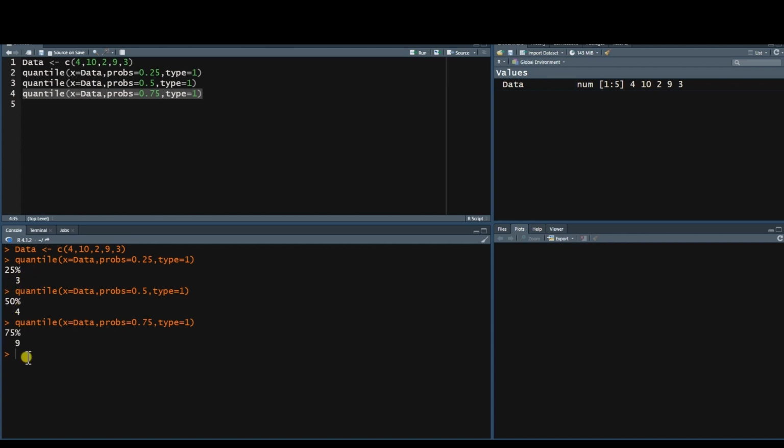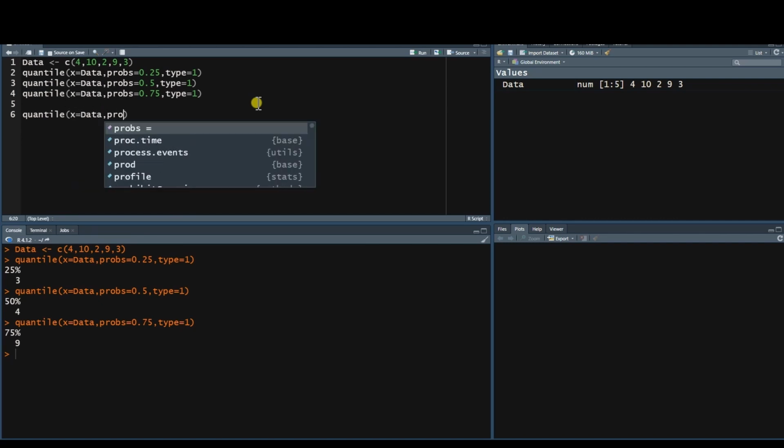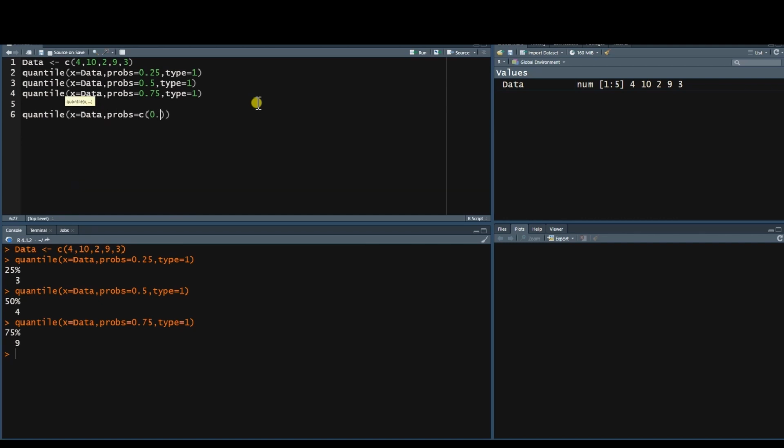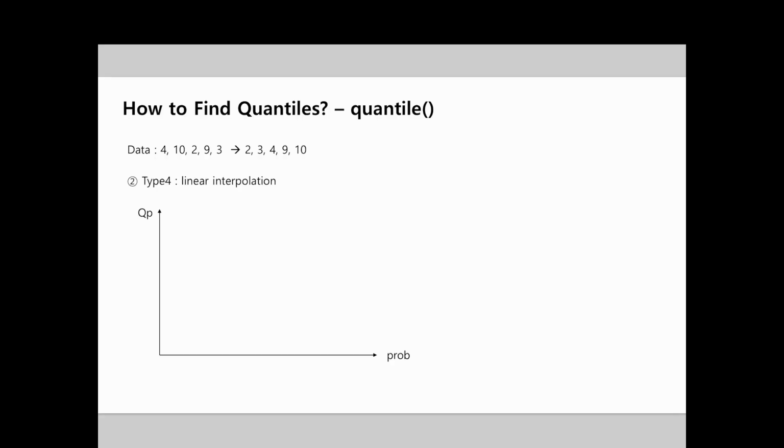Okay, 3, 4, 9. Or to obtain the quartiles, you can use this function: x equal data and probs 0.25, 0.5, 0.75, and type equal 1. Okay, so you can get them. Let's take a look at type 4.